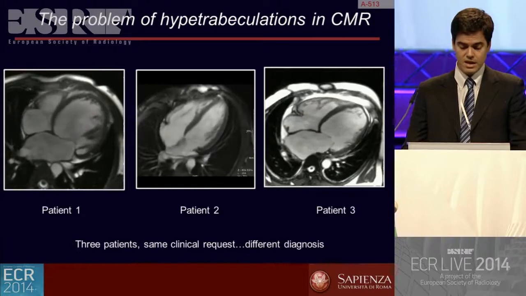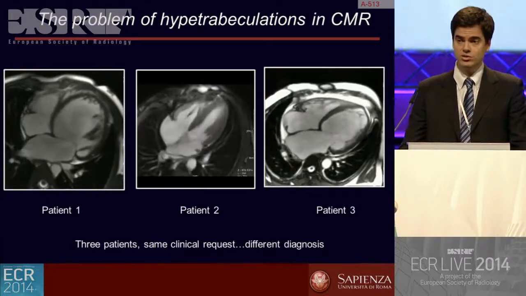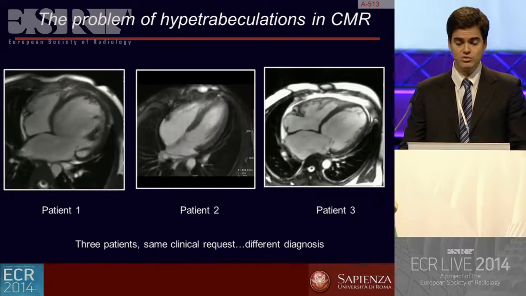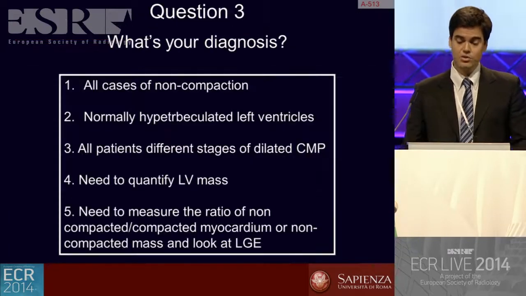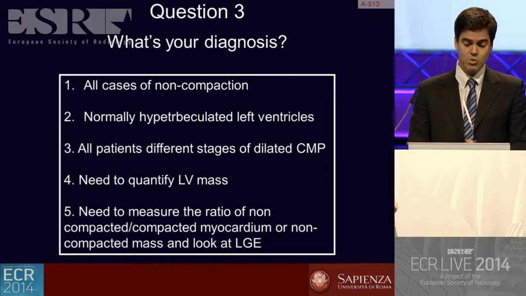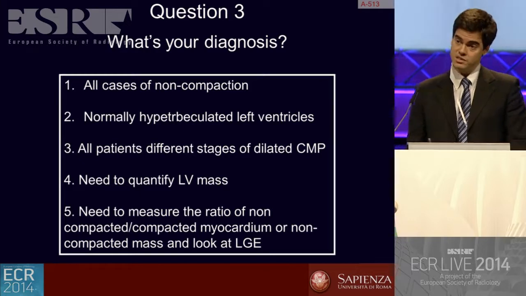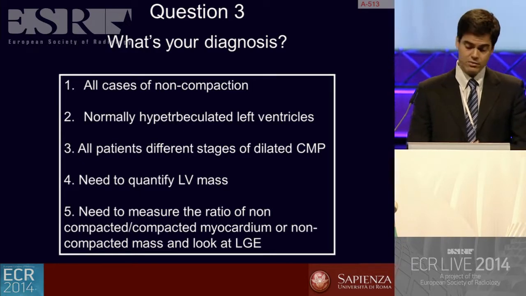So, are we able to answer the request according to these images? Are those 3 cases of non-compaction? How to deal with these cases? So, what's your diagnosis? Number 1, all cases of left ventricular non-compaction, according to the criteria I will discuss with you in the next slides. Is it overall a normally hypertrabecular left ventricle for all cases? Or all patients have different stages of dilated cardiomyopathy, and this is another diagnosis we have to think about.